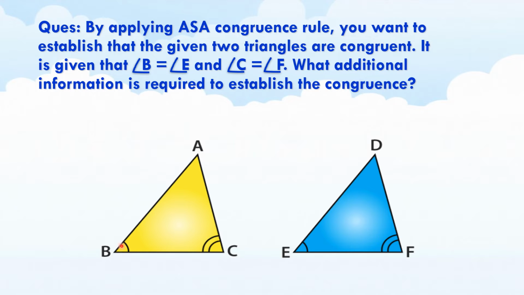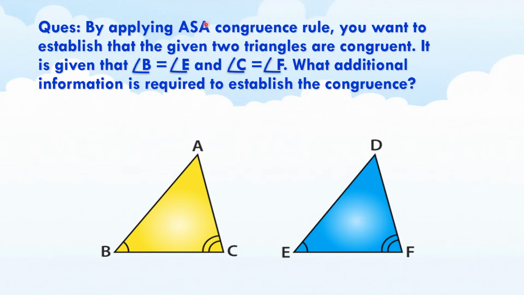I'll just roughly explain it कि यहाँ पे एक लाइन है, यहाँ पे भी एक लाइन है, तो ये दोनों एंगल इक्वल हैं. यहाँ टू लाइन्स हैं, यहाँ भी टू लाइन्स हैं, तो ये दोनों एंगल्स इक्वल हैं. Now you want to find out what additional information is required to establish the congruence. दो एंगल्स दिए हुए हैं आपको, तो तीसरी कौन सी कंडीशन पेंडिंग है, कौन सी कंडीशन लगाओ कि ASA रूल से ये दोनों ट्रायंगल्स कॉन्ग्रुएंट हो जाएं.